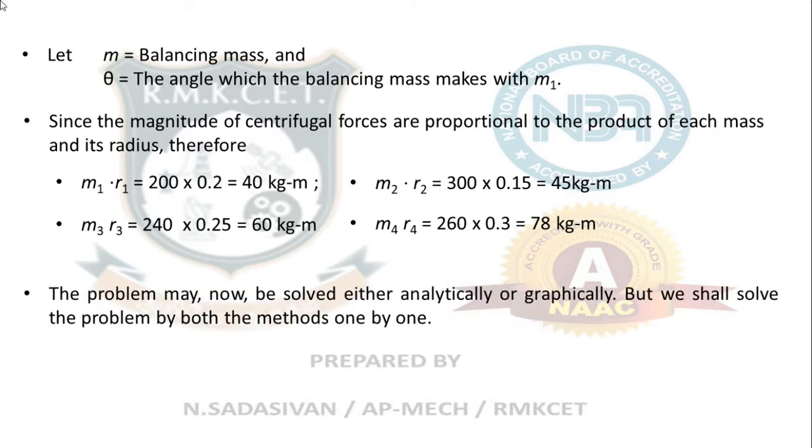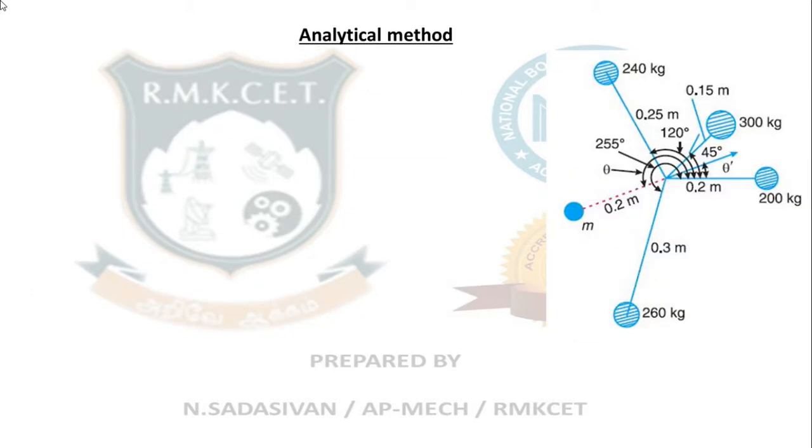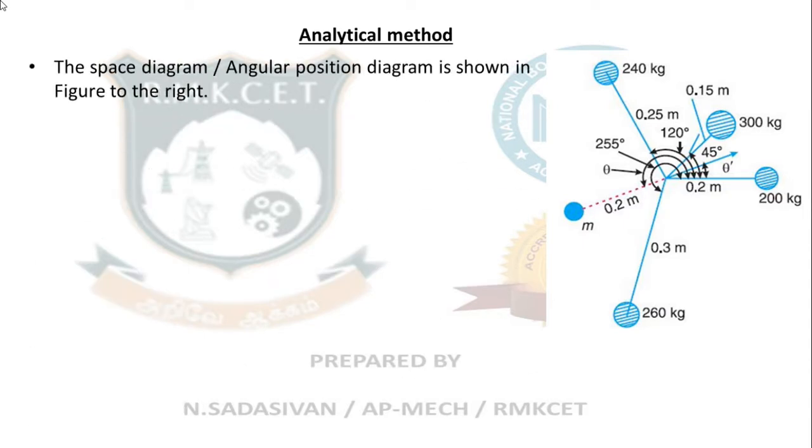So the problem may now be solved either analytically or graphically. So this one problem alone I am going to do by analytical method also, just to give you a feel of what the analytical method is. So from tomorrow we will do only the graphical method. Okay. So first, the analytical method solution. So this is the given condition. So space diagram or angular position diagram. So in the graphical method you have to construct this diagram geometrically. Okay.